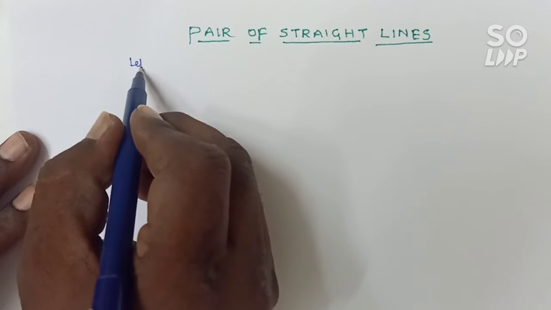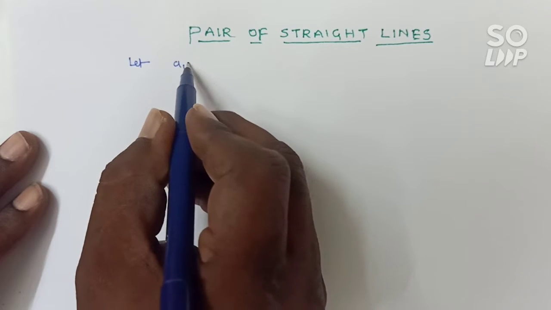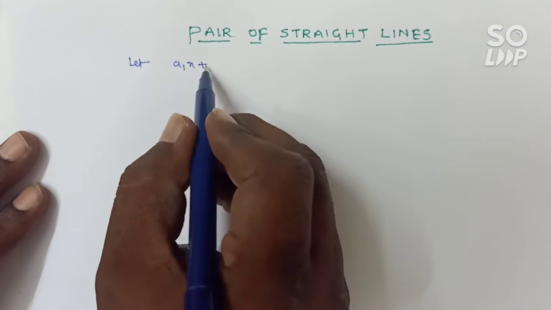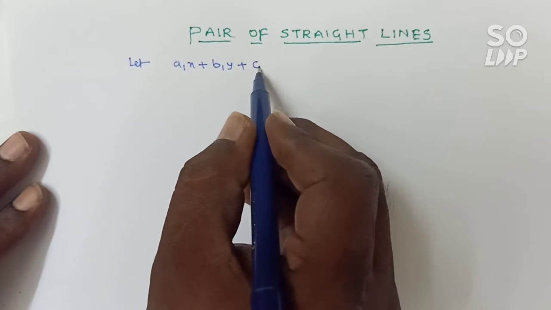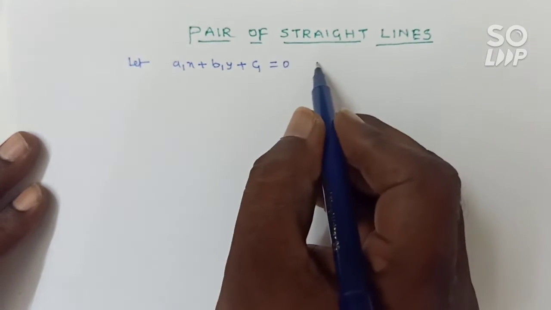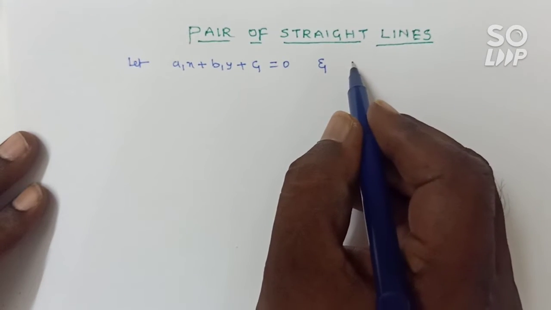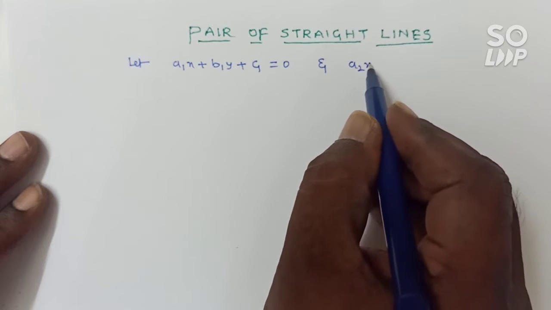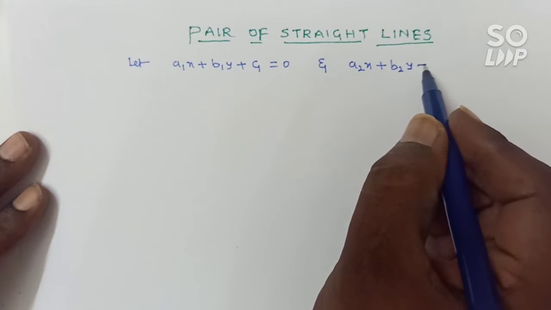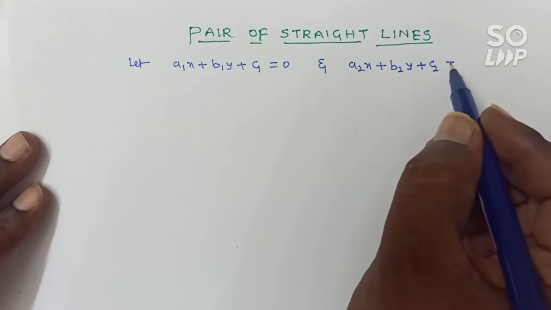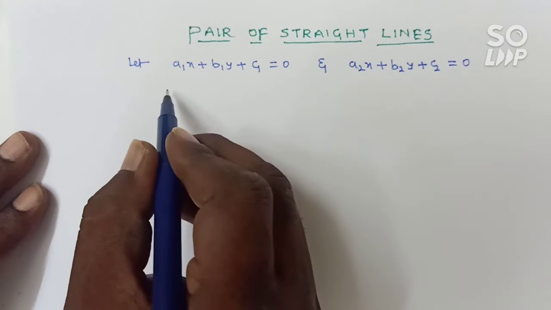Let one line be a1x plus b1y plus c1 is equal to 0, and the other line will be a2x plus b2y plus c2 is equal to 0.